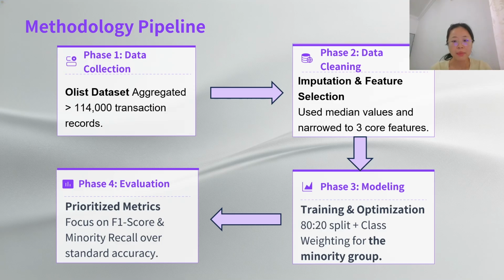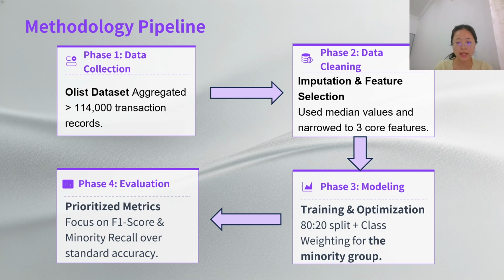To achieve this, my methodology has four phases. Phase 1 was data collection, where I gathered over 114,000 transaction records from Olist. Phase 2 was data cleaning. I used the median values to fill missing data and narrowed the focus strictly to our three core features to keep the model fast and clear. Phase 3 was the modeling stage. I used an 80 to 20 train-test split. More importantly, I applied class weighting to force the models to pay extra attention to the minority group, the dissatisfied customers. Phase 4 was evaluation.